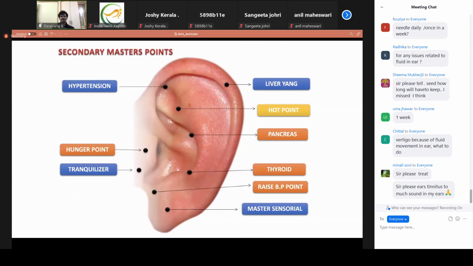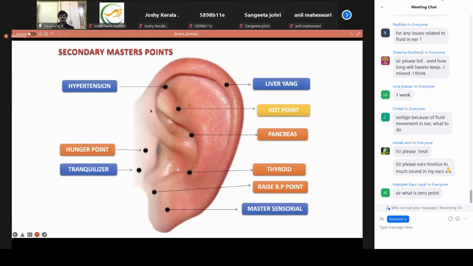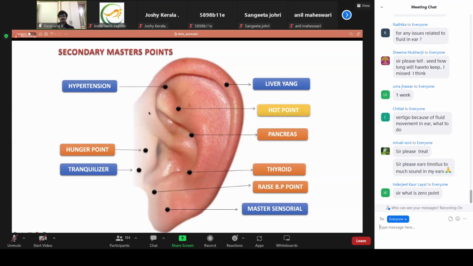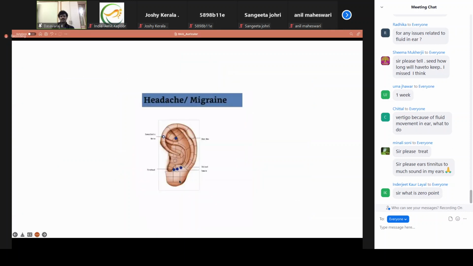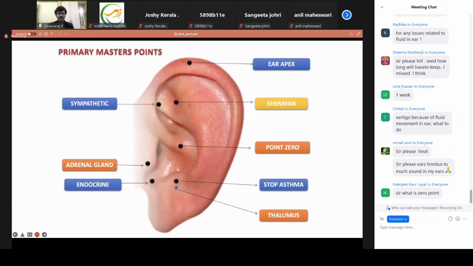Look at this. This is the heart point or Shenmen. This is your sacral. Opposite to that is the root chakra. And this is your throat. Okay. And below that is the mind, your crown chakra. So all 7 chakras you can activate with the auricular.